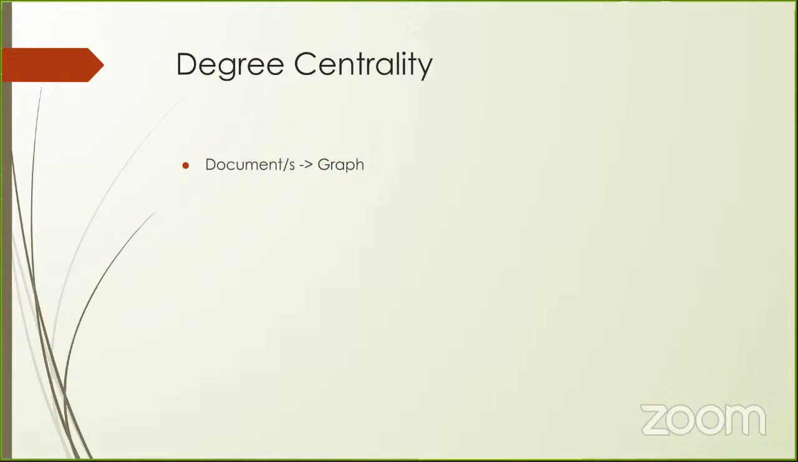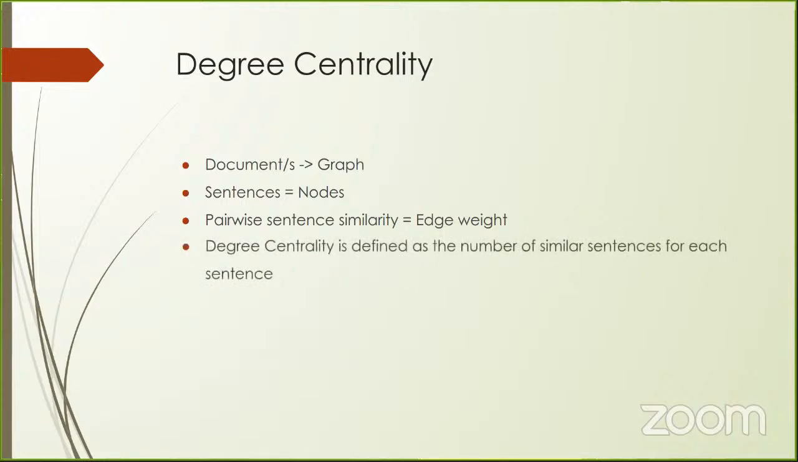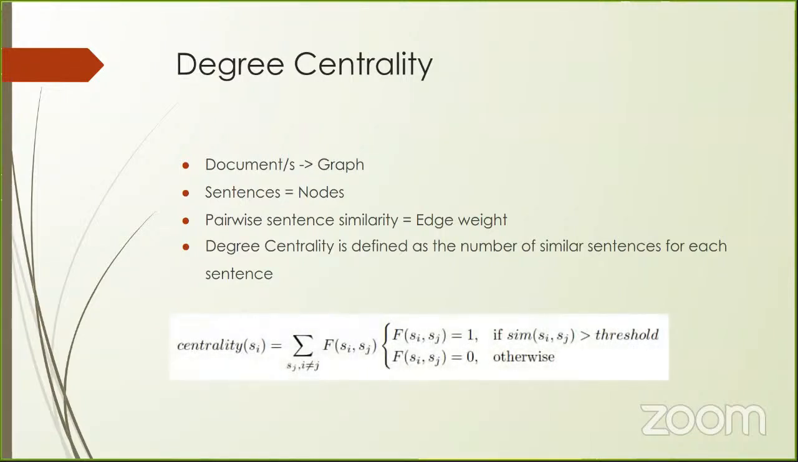So we represent each document or a set of documents in the form of a graph where each sentence is a node and each edge is the similarity between two particular sentences. And then degree centrality is defined as the number of similar sentences for each sentence. Say you want the score for sentence S_i, where i is some number. You compare it with all other sentences in the document. If the similarity is above a particular threshold, then you say, okay, these two nodes are connected. There is an edge between them. Otherwise, there is no edge between them. And the sum of those edges is the importance of that particular node or that particular sentence.